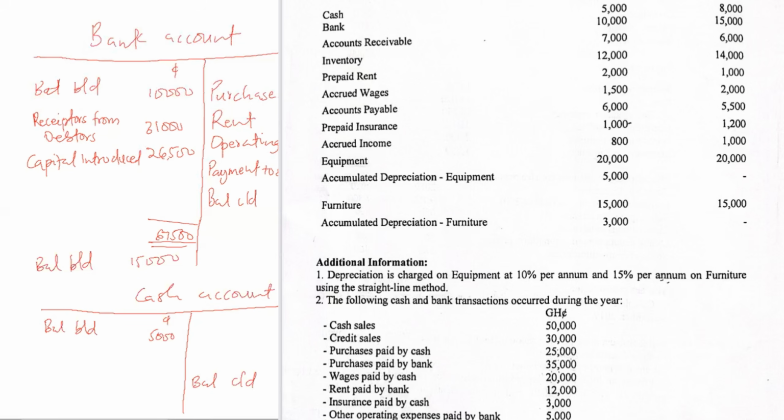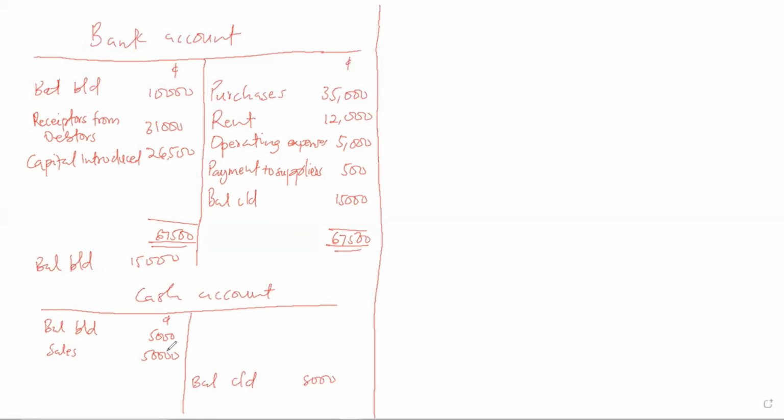When you look at the cash, we have cash sales, so it means the sales will be on the debit side. So we have cash sales, which is 50,000. Then again, we have purchases paid by cash, so we come here to the credit side. Since it was paid by cash, you write purchases, which is 25,000.